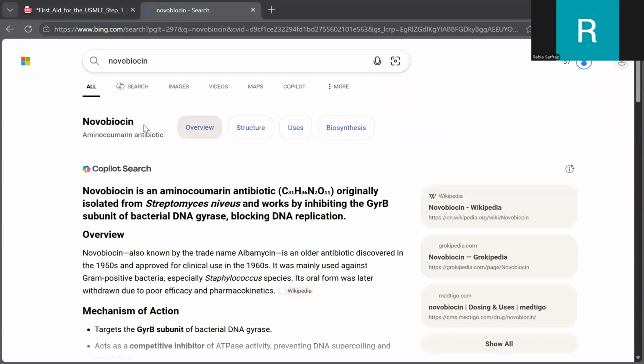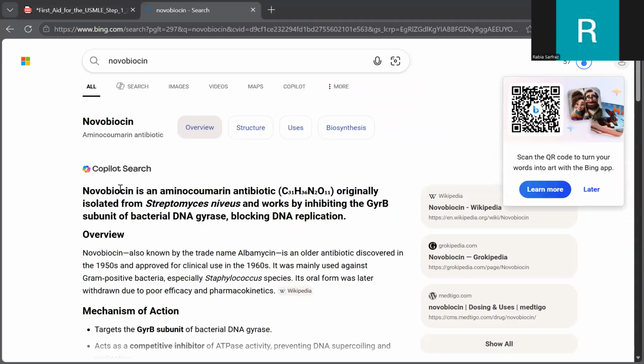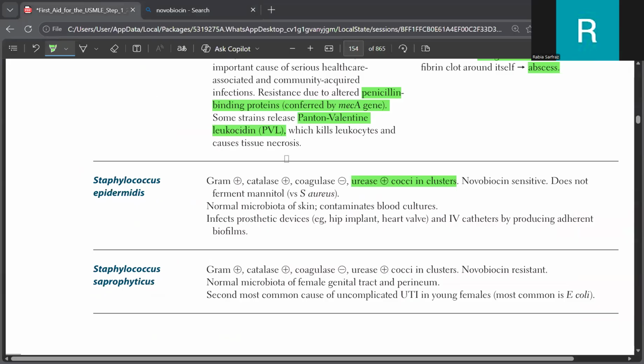It is an aminocoumarin antibiotic originally isolated from Streptomyces niveus that works by inhibiting the GyrB subunit of bacterial DNA gyrase, blocking DNA replication. So it is an antibiotic, and Staph epidermidis is sensitive to this antibiotic. And then we have, it is present in normal microbiota of skin, as its name epidermidis suggests, and it contaminates blood cultures. It infects prosthetic devices, for example, hip implants, heart valves, and IV catheters by producing adherent biofilms.